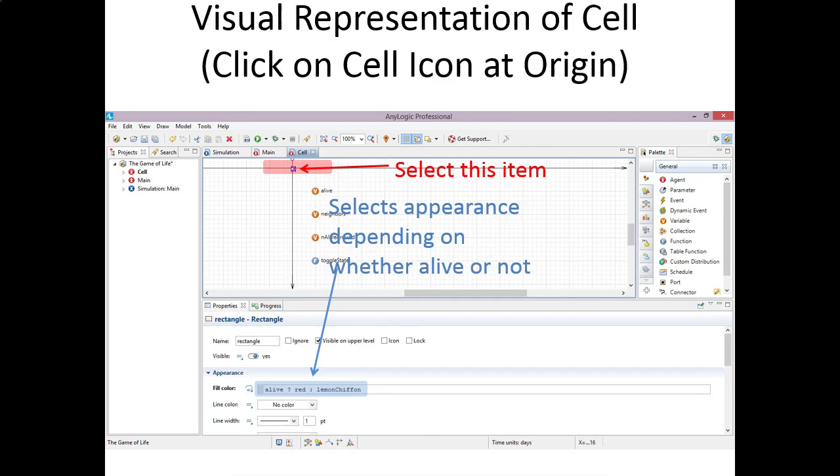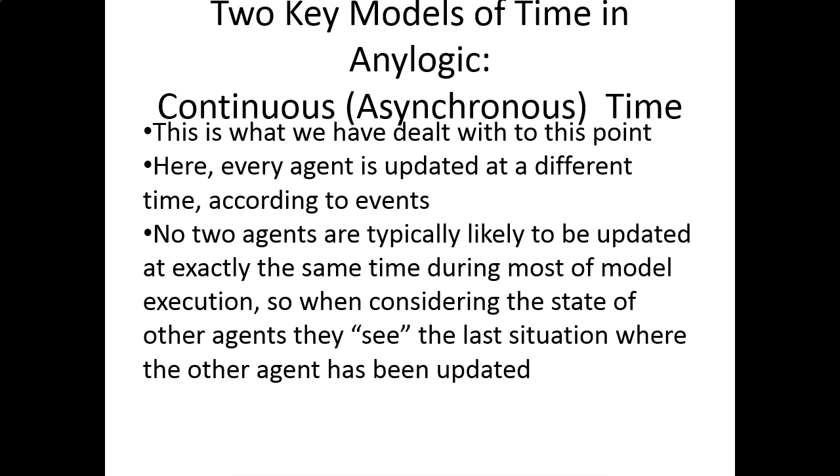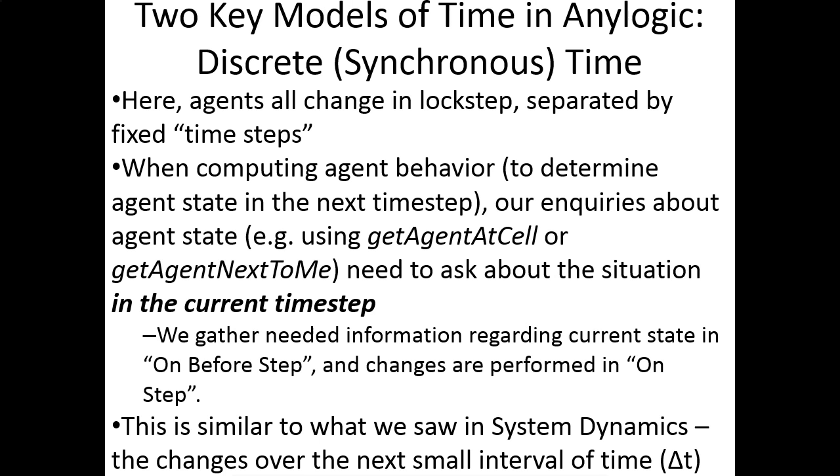Okay, so I'm going to skip over some details, but the thing that I want to emphasize here is again, we have 2 models of time. What we've been dealing with for this model is what I call synchronous time or discrete time. All the agents change in lockstep. They all update together at fixed time points, discrete time points. There's no between time 1 and 2. There's only time 1, time 2, time 3.